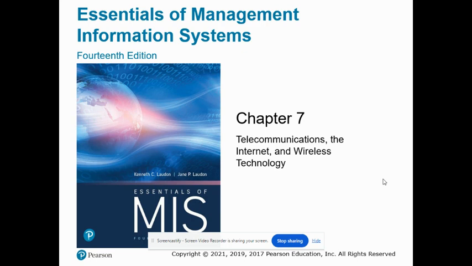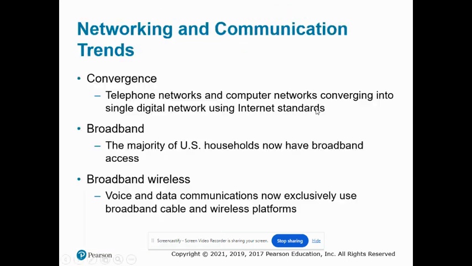Welcome back. Today in Chapter 7, we're going to focus on telecommunications, the internet, and wireless technology. Here we look at the recent developments in overall networking technologies.